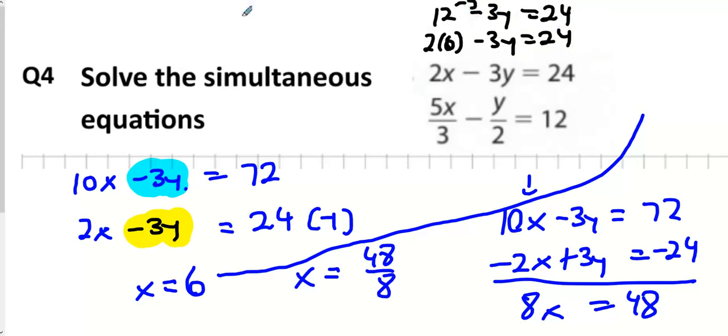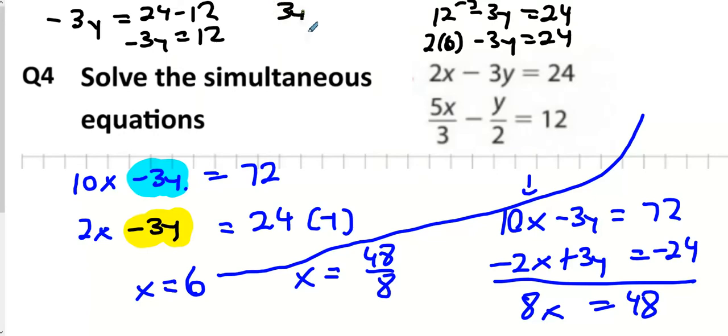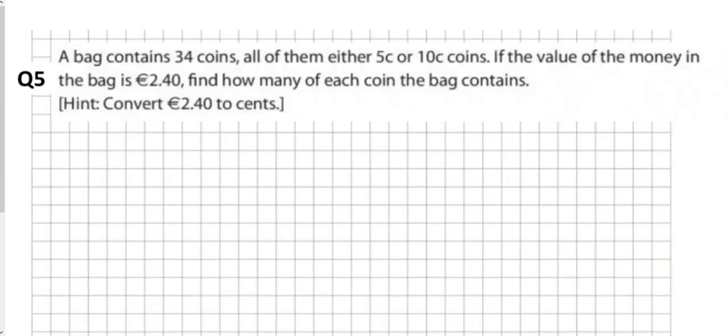Bring that 12 to the other side, and we're going to get minus 3y. Sorry about the 3y there. Been told my y's are not the best looking. Minus 3y is 24 minus 12. Minus 3y equals 12. Multiply both sides by minus 1. 3y equals minus 12. And y equals minus 4. So x and y are 6 and minus 4 respectively.